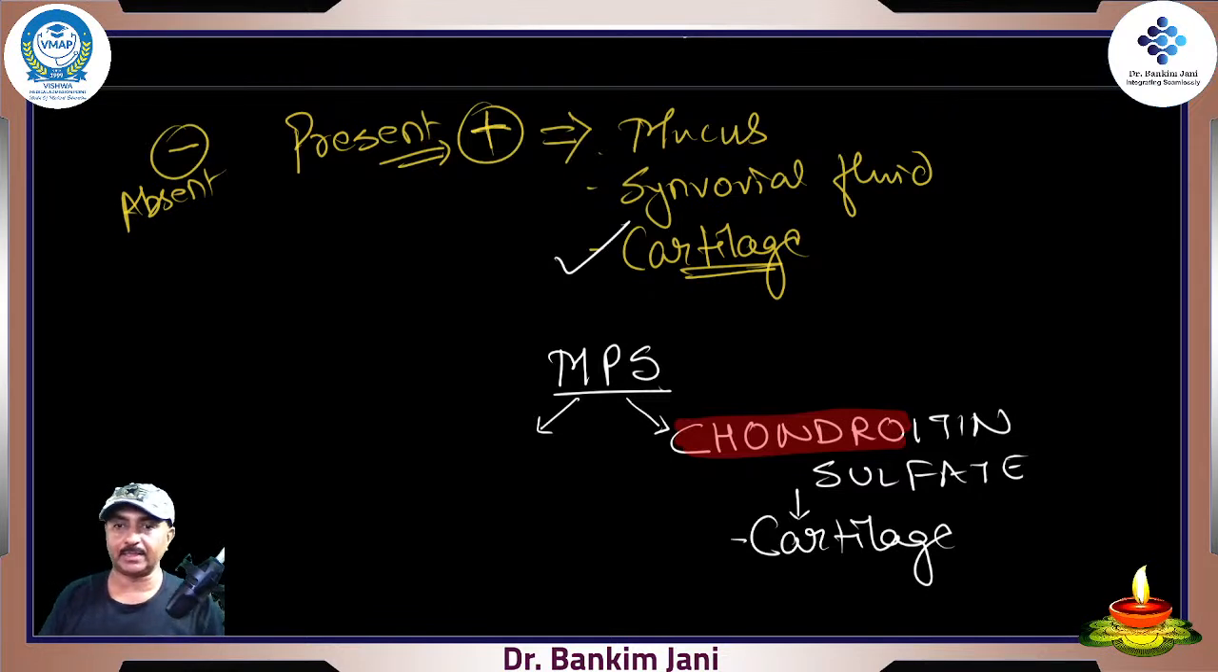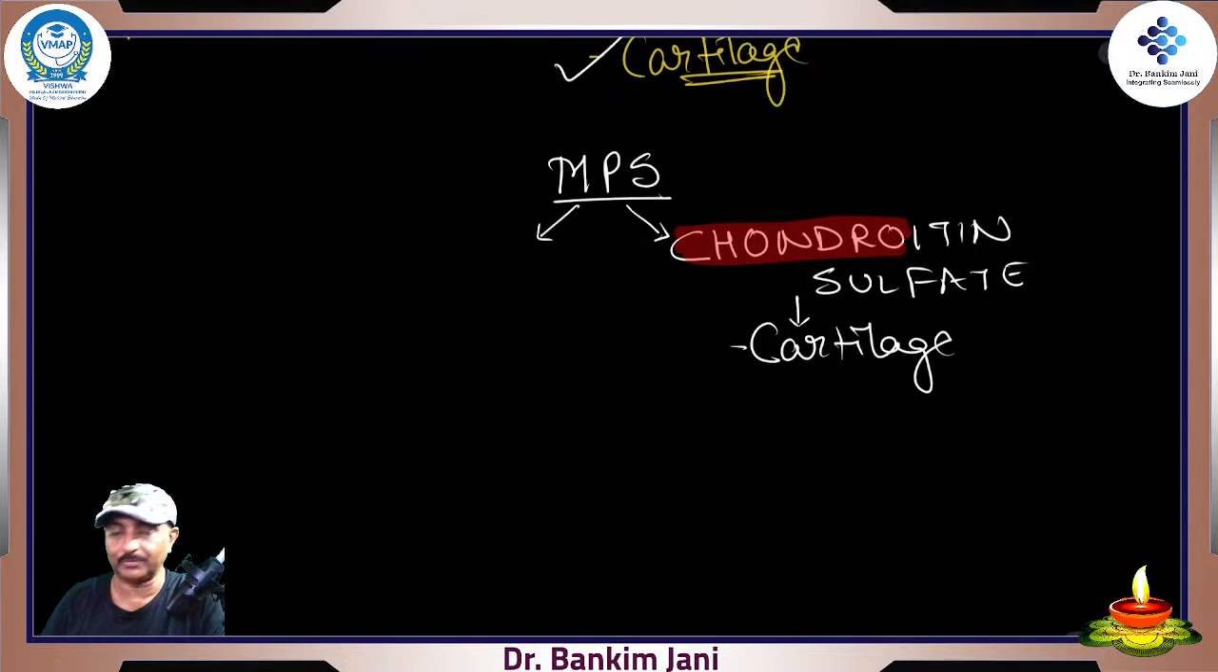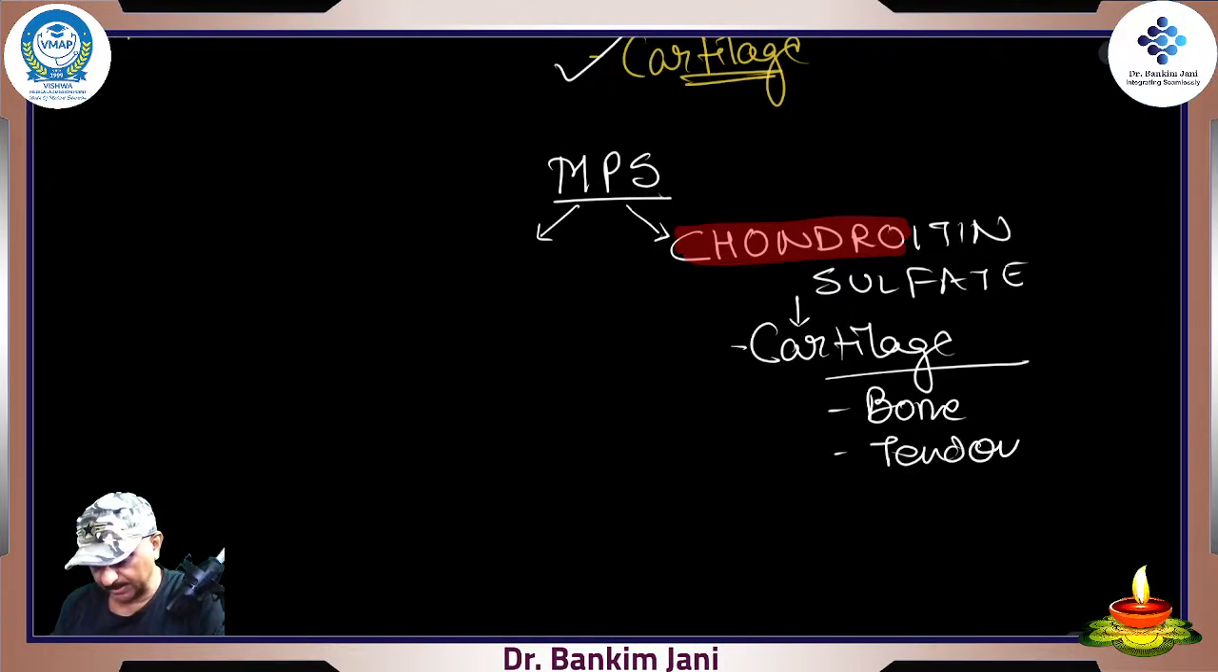Now, mucopolysaccharides are not just one type, but there are two basic types. Straight away, we went to the second type, because it is chondroitin sulfate. It is chondroitin sulfate which is present in cartilage. Now, this is a tough structure. Which tough structures do you expect in the body? The toughest one is bone, so yes, it is present in bones also. Tendon, very tough, so yes, it is present in tendon also.